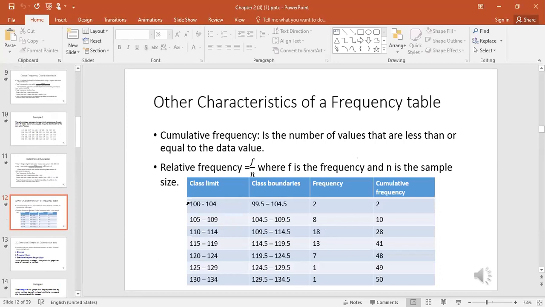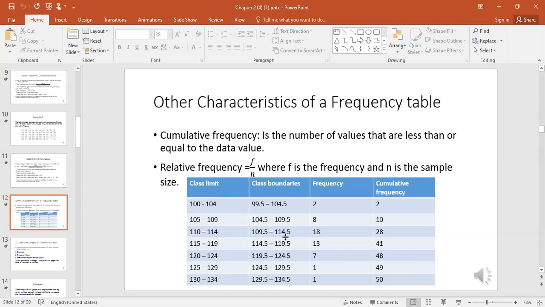So the first class here is 100 to 104. By adding 5 to 100, we get 105. Adding 5 to it, 110, and so on. We keep adding the width to get the lower values of the next classes. Same thing for the upper value: add 5 to 104 to get 109, add 5 to it to get 114, and so on. Now we will go back.